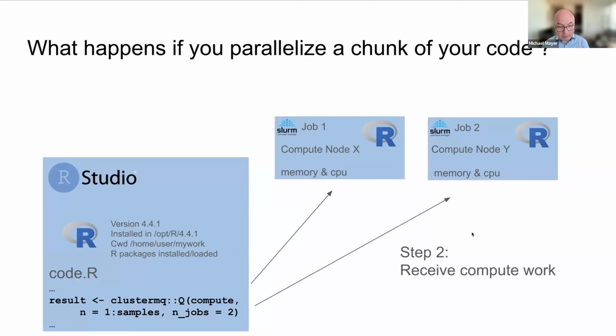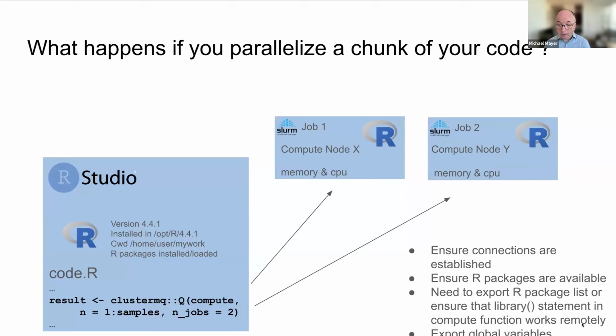Now this main process in your RStudio session will also automatically send some work to those 2 jobs, and they will now receive some work. They will be told, look, here's this compute function. I want to run this compute function against n equals 20. And when this is sent, for example, job 1 receives the work, munches it, and then sends it back.